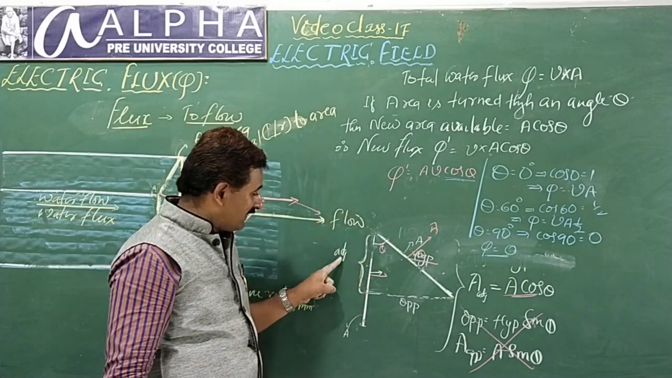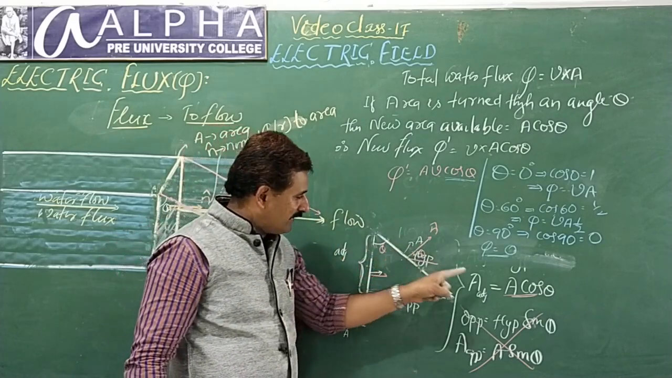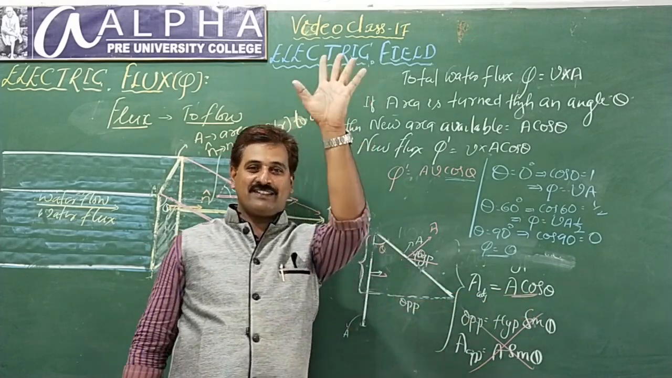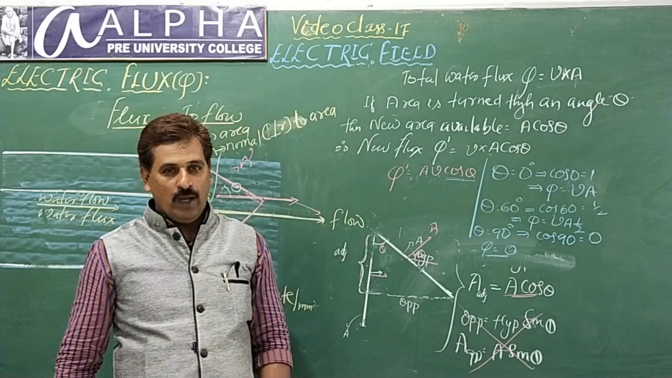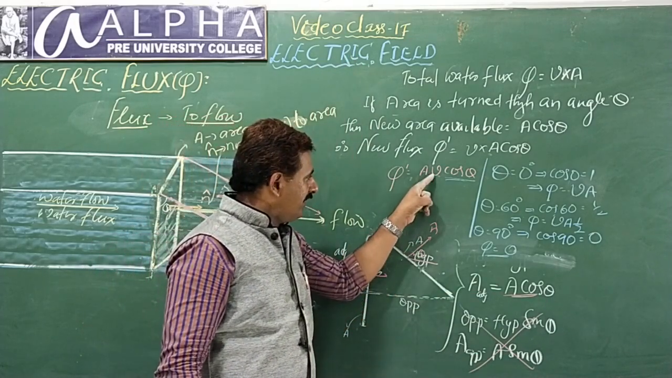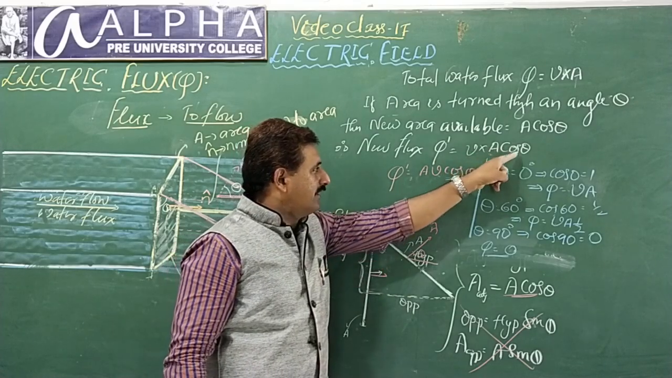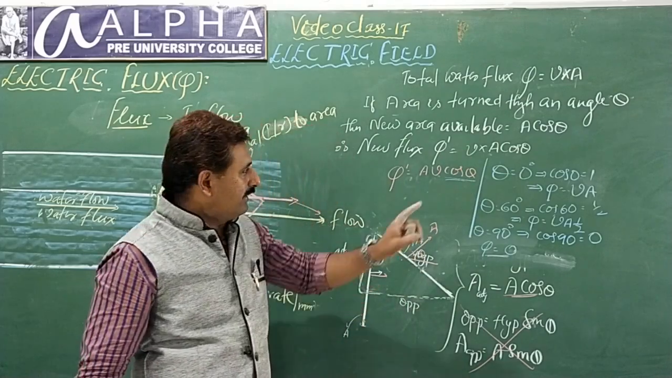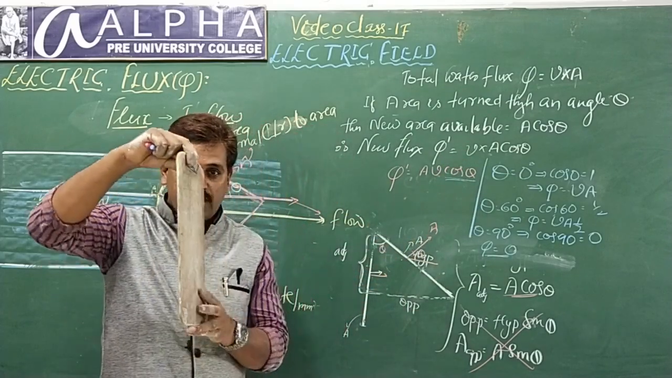What is effective area? Adjacent. What is adjacent? Hypotenuse A cos theta. So effective area is A cos theta. The value of water at each point is V only. That is V into A cos theta. This is the general expression for flux, and it takes care of all the orientations.